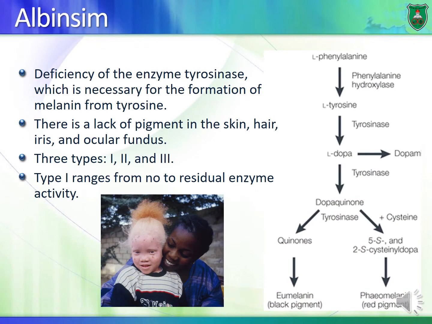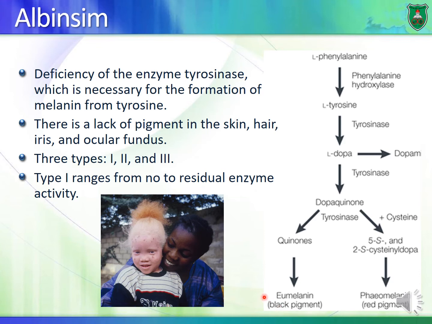Another condition that I'd like to talk about is albinism. Now, albinism is related to deficiency in the enzyme tyrosinase. So what happens is that there would be failure to convert tyrosine into the final products, eumelanin and phenylmelanin. Now, these two products are pigments really, and they give our skin and hair the colors.